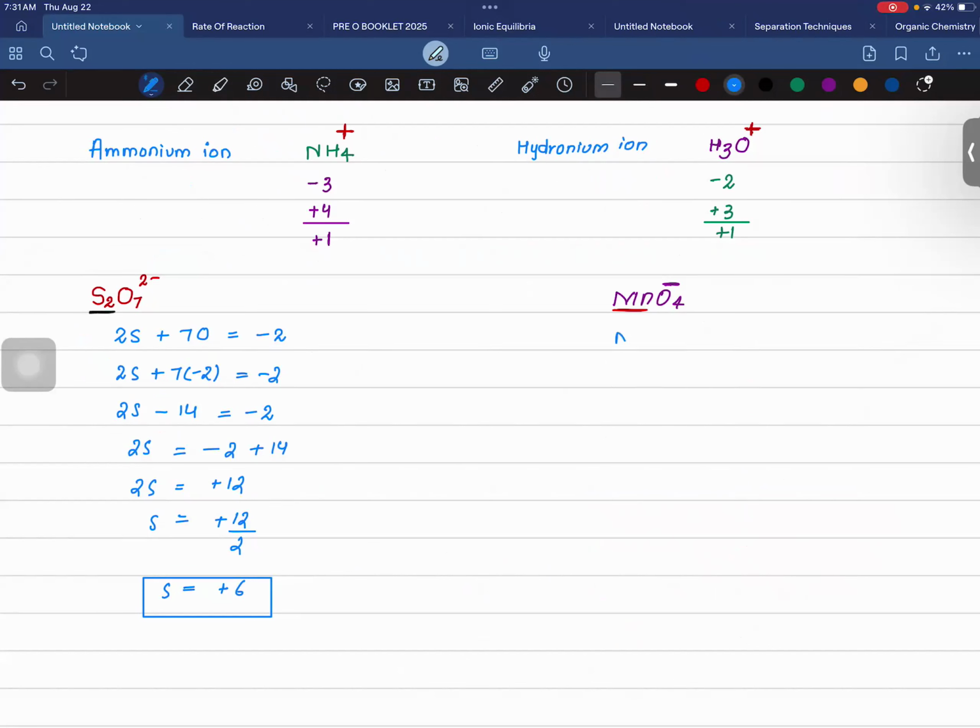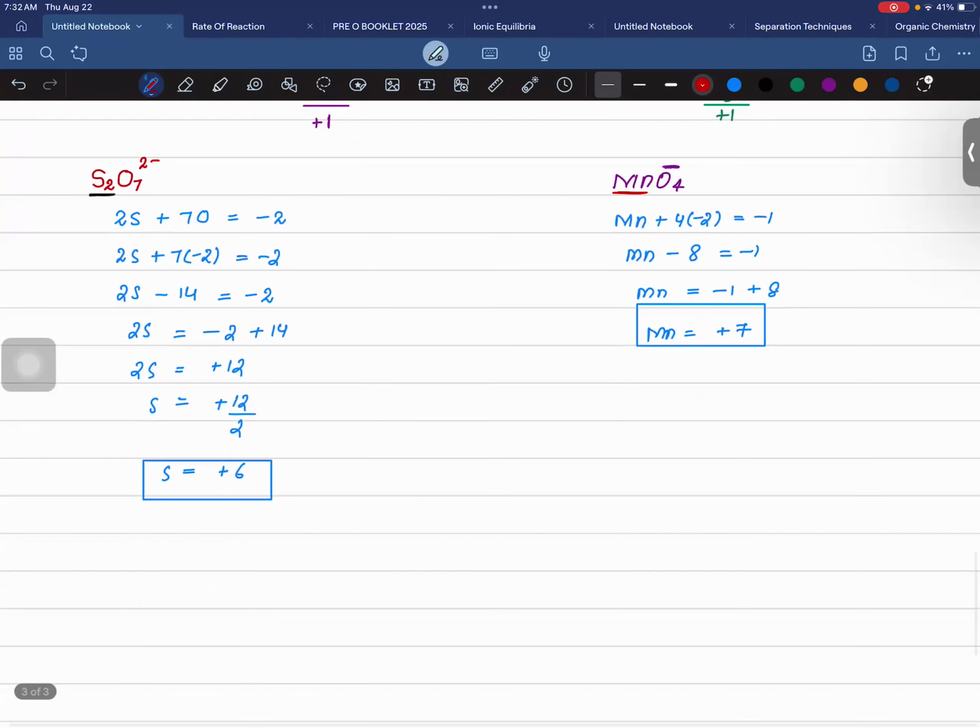This is Mn, 4 oxygens. Each oxygen is -2, is equal to -1. This is plus minus 4 into 2 is 8 is equal to -1. This is -1 plus 8. That would give you +7. Great. Now you are on the track.